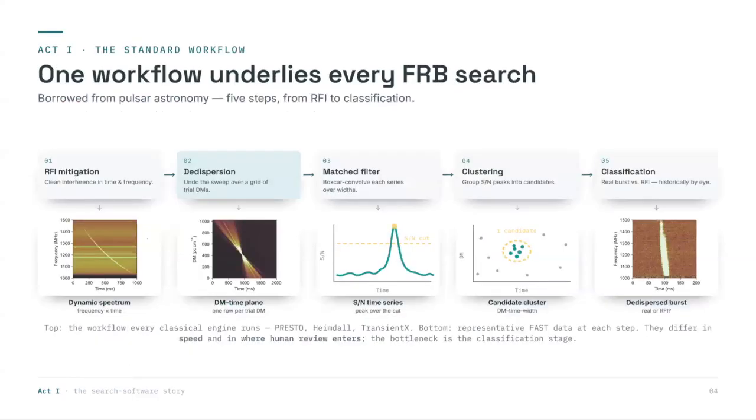This slide shows the classical pipeline. It comes from pulsar search. There are 5 steps. First, clean RFI. Second, disperse over a grid of DM values and transform the raw data to a time series. Then run a matched filter at different widths and find the signal peaks. Fourth, cluster those peaks into candidates, and finally classify each candidate as real or not.